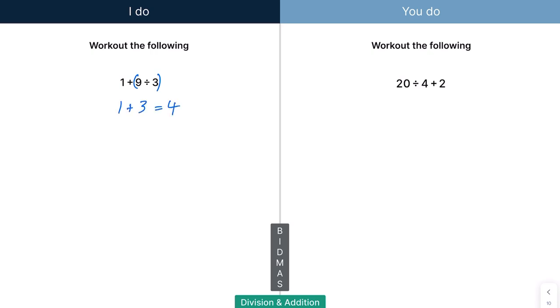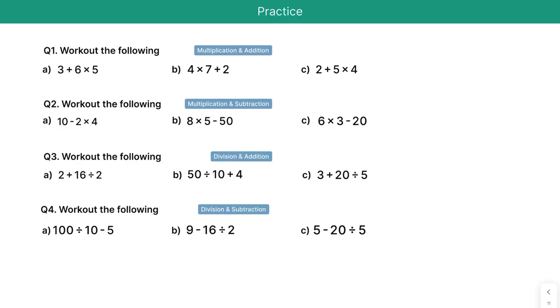Again, hopefully you've pressed pause and had a go at this. So I'll put brackets around the division. That becomes 5 plus 2, which is 7. Here's some practice questions for you to have a go at. Press pause and have a go. Here are the answers. Mark your work.